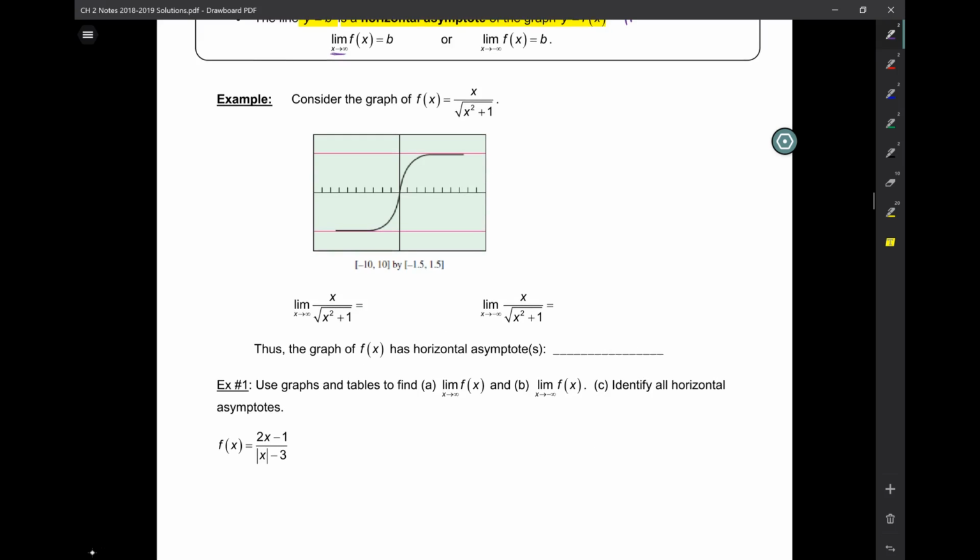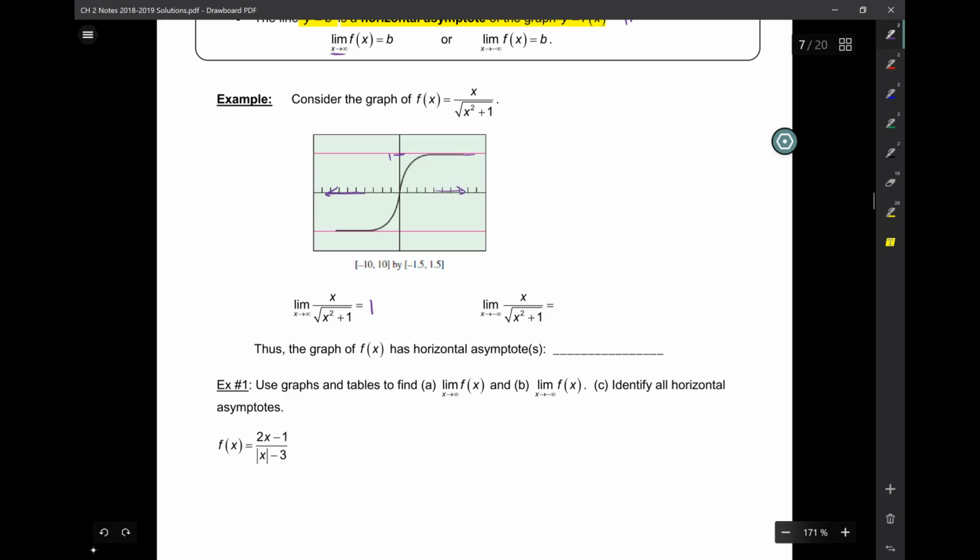Take a look at this example here. We have f of x equal to x over the square root of x squared plus 1. We graph it. This is what it looks like, minus the red lines, right? The red lines are there for us. So take a look. As x approaches infinity, right? So as I'm going farther and farther and farther out to infinity, what y value is that approaching? All right, so you'll notice y will take on a value of 1 here. So the limit as x approaches infinity is 1.